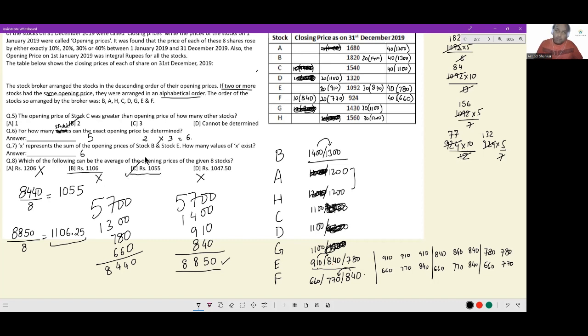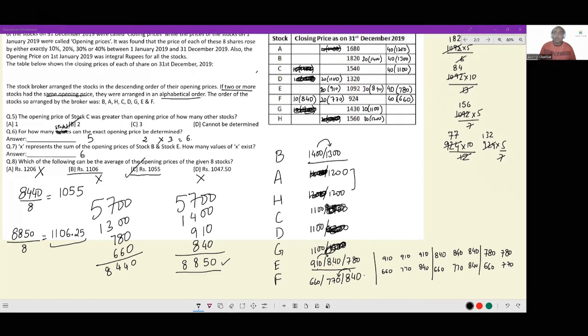The only acceptable achievable average is option C, 1055, when all the prices are minimum. And therefore, that is the answer to this question. That will be all for this set. Hopefully you learned something.